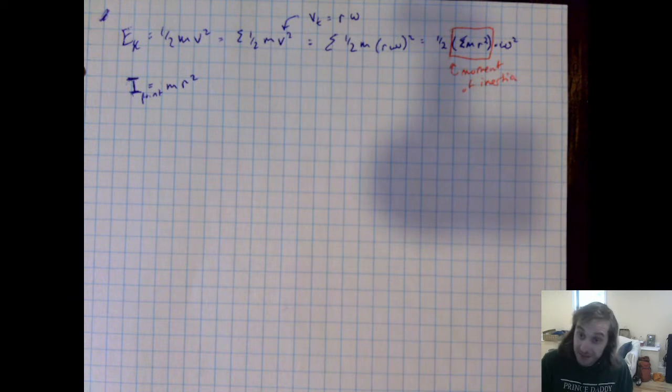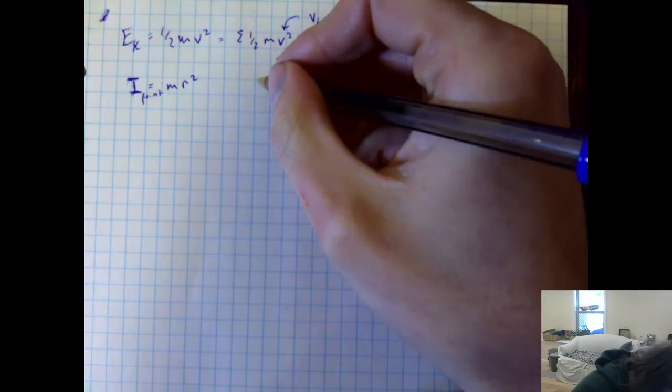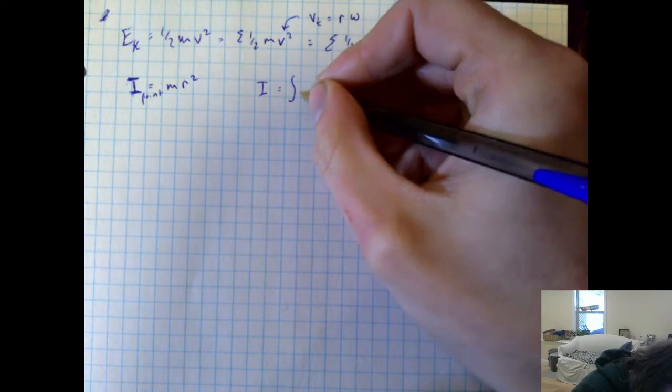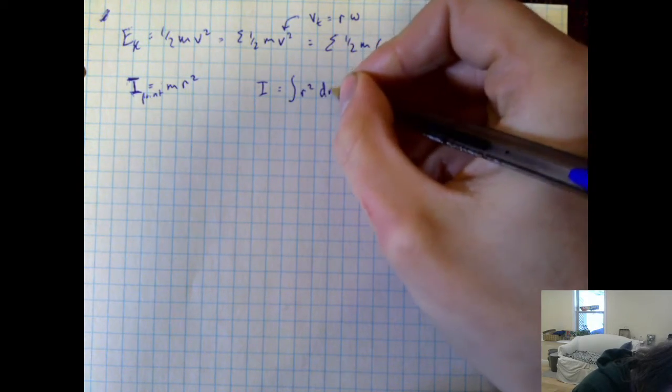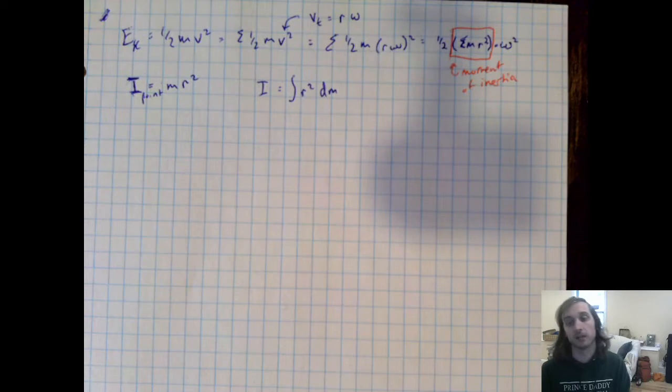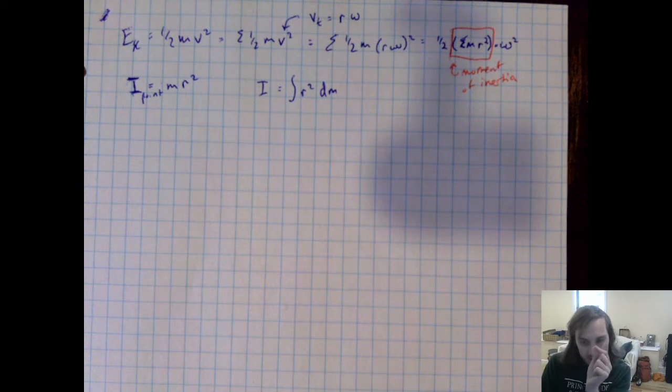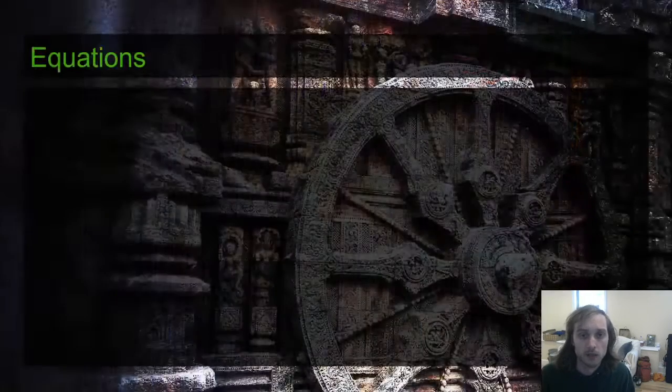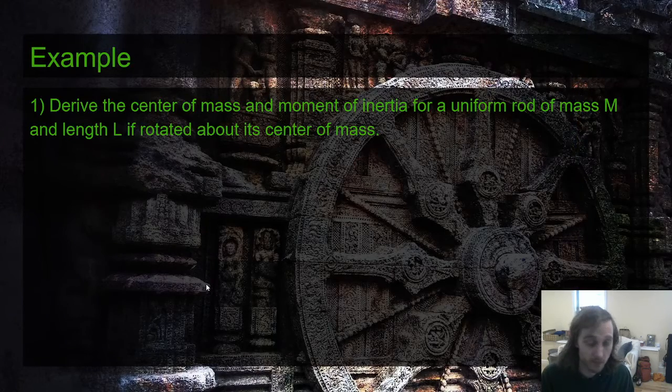The problem is for continuous objects, you are of course doing calculus, so the moment of inertia for an object will be equal to the integral of r squared dm across the mass of the entire object. So you're taking each little tiny piece of mass, multiplying it by how far away it is from the pivot point squared, and then that'll be your thing. We'll come back to another equation in a sec, but for now this is a really great starting point. So we're going to do some examples.